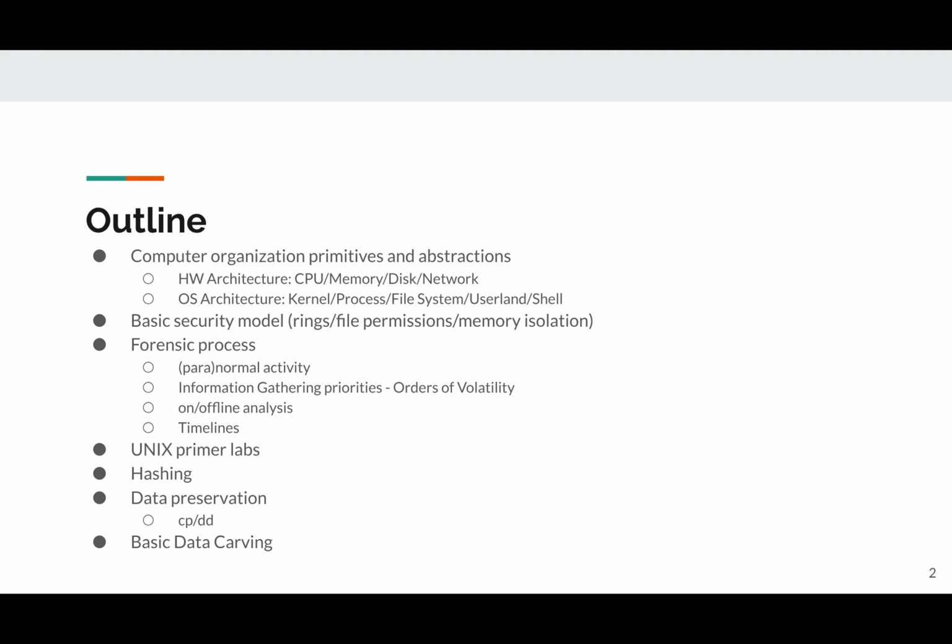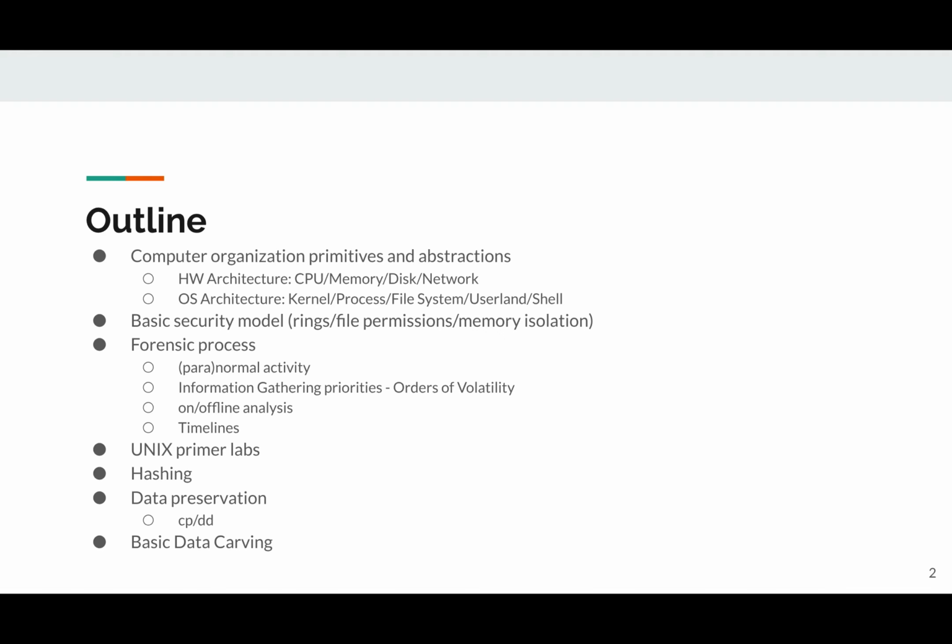We're going to talk about the hardware architecture at an abstract level, how the CPU, memory, disk and network fall together. We're going to talk about how the operating system is structured, in a sense how the kernel presents the processes or the files to the userland, and how the shell works in order to tie all these things together and allow us to work with files and processes and use the hardware.